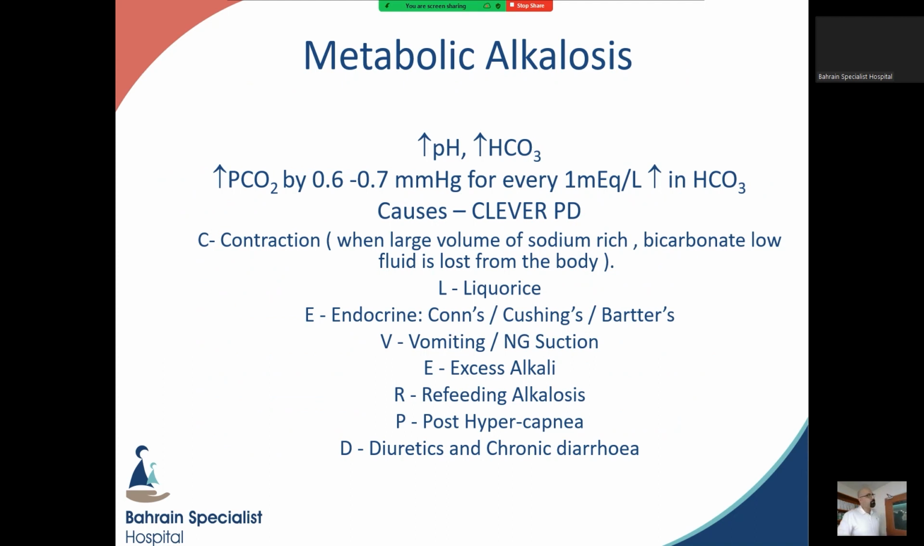Metabolic alkalosis, again, it's vice versa. pH is high, HCO3 is high, which is the alkali. PCO2, this is a buffering, will increase the acid to compensate the alkali by 0.6 to 0.7 millimeters of mercury for every 1 milliequivalent per liter increase in HCO3.